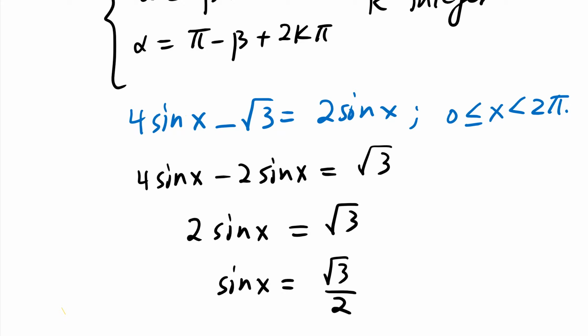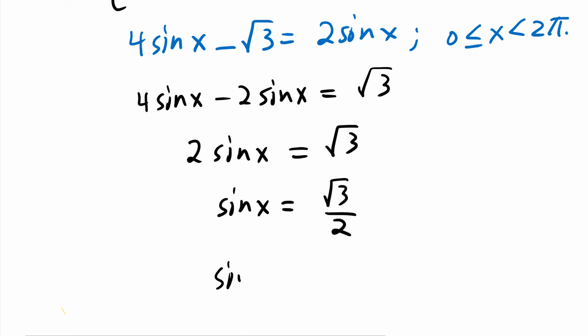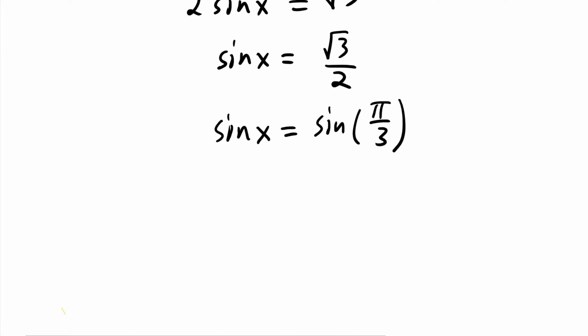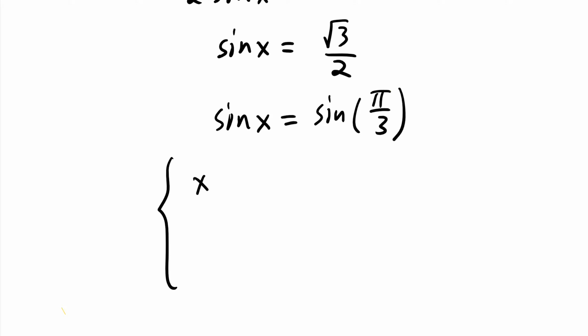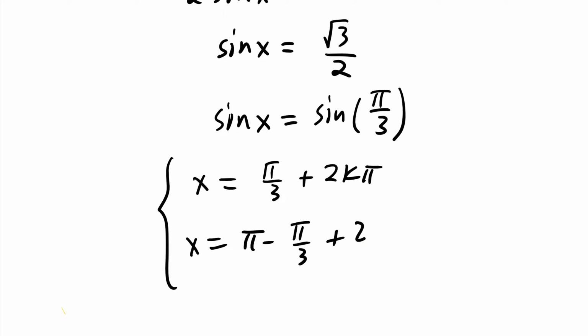Next thing is, you ask yourself, what angle has sine square root of 3 over 2? That's pi over 3, the 60-degree angle. Now we need to use the formula that I wrote earlier: the first one equals the second one plus 2k pi, or the first one is pi minus the second one plus 2k pi. Don't forget k is an integer.